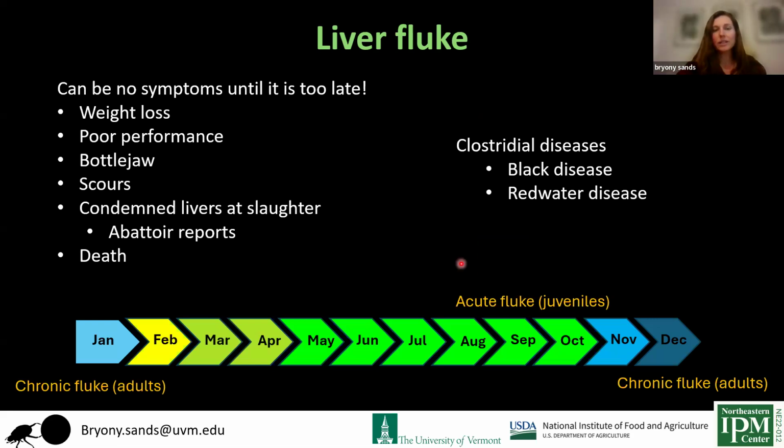So that's just highlighted on this calendar here again. Acute fluke is when we see problems from those juvenile stages in the late summer and the fall. And then chronic fluke is when we see problems from the adult worms, and that is generally into the winter.